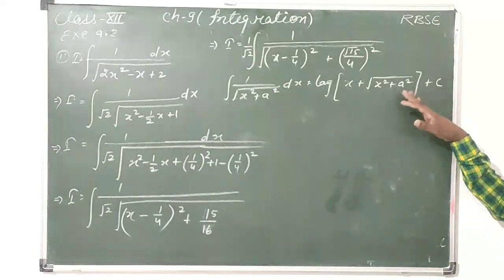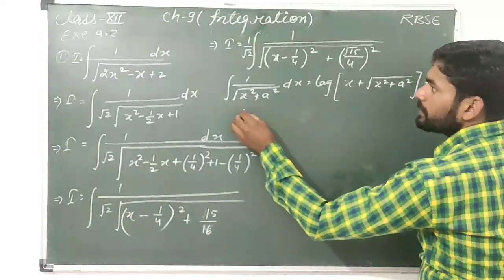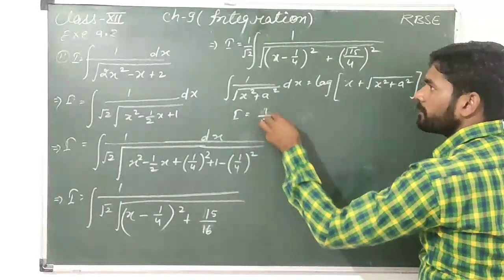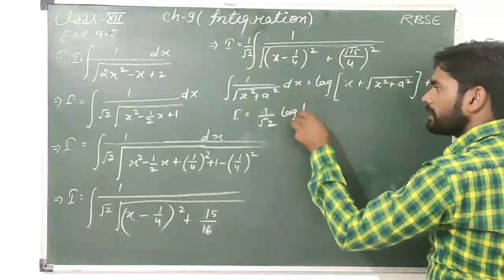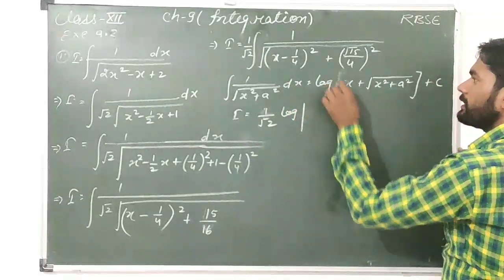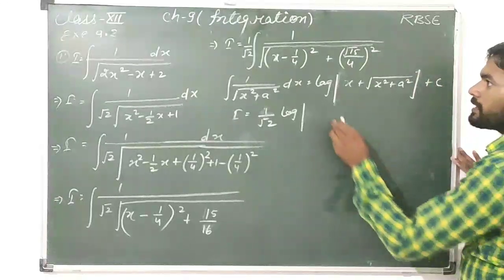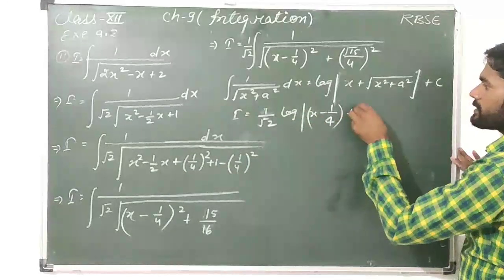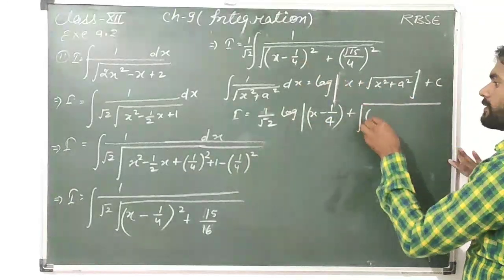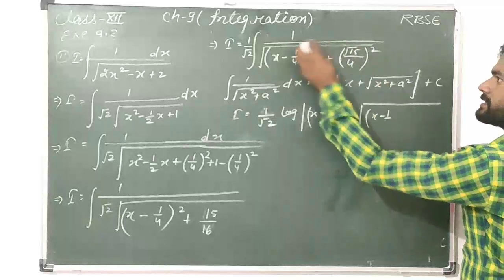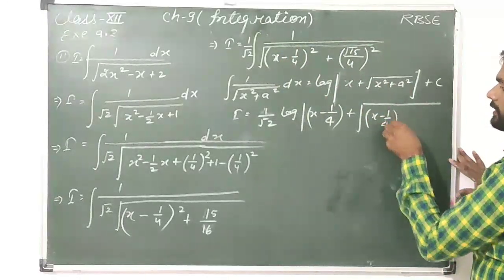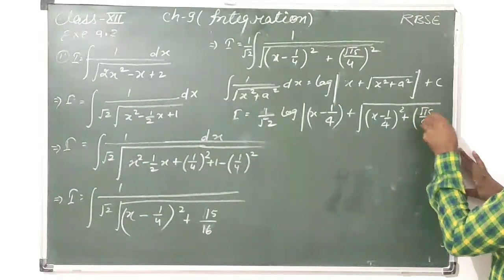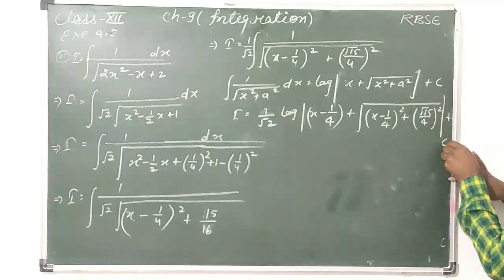So finally, I is equal to 1 upon root 2 log, look, we remove the modulus, x is x minus 1 upon 4, plus x minus 1 upon 4 as it is, under root x square plus a square, which is under root 15 upon 4 whole square, plus c.